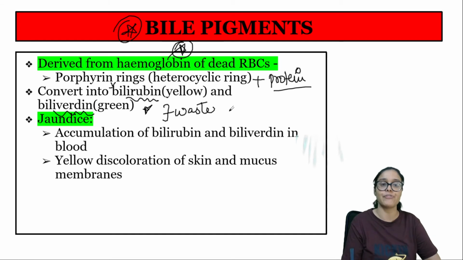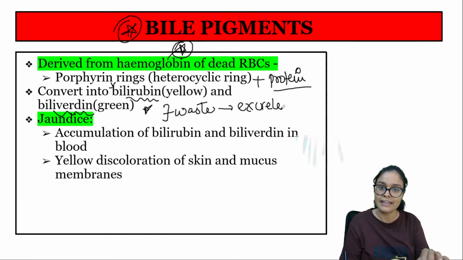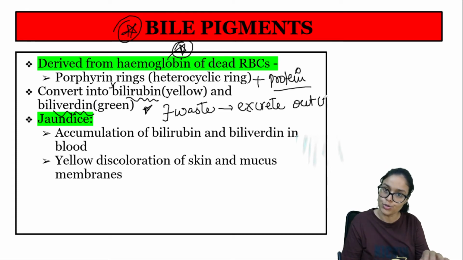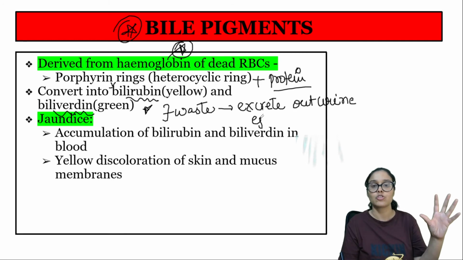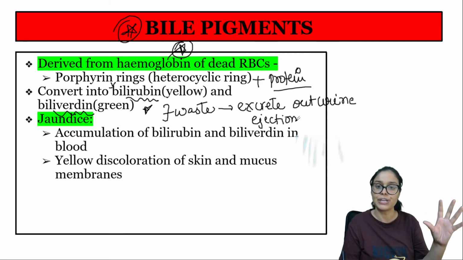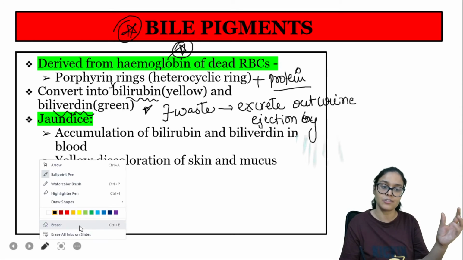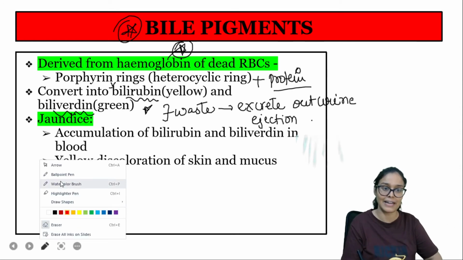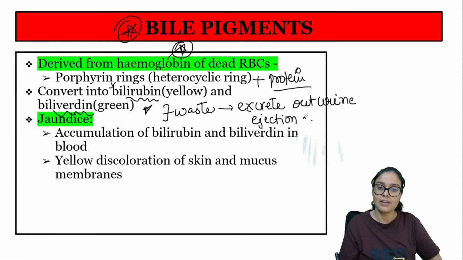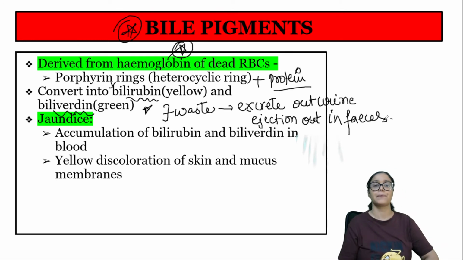And these bilirubin and biliverdin are totally waste. They will be excreted through urine, or egested through fecal matter. So either they are excreted in urine, or egested in fecal matter. So obviously that's why fecal matter and urine are yellowish in color, right? So egestion out in the feces, that you have to remember.